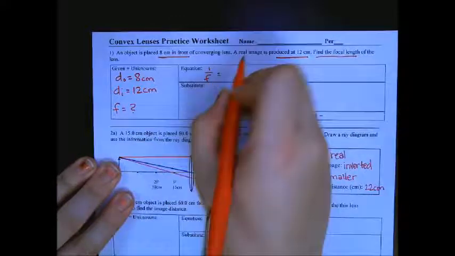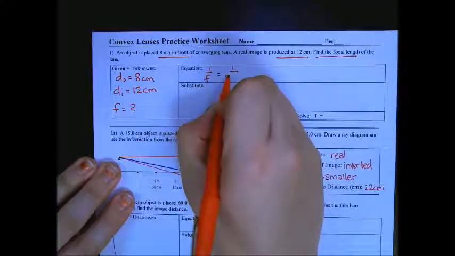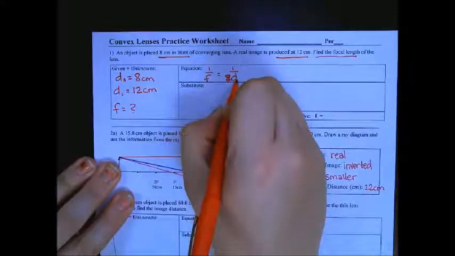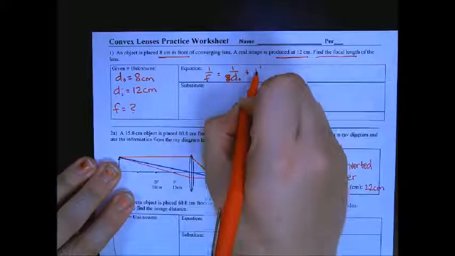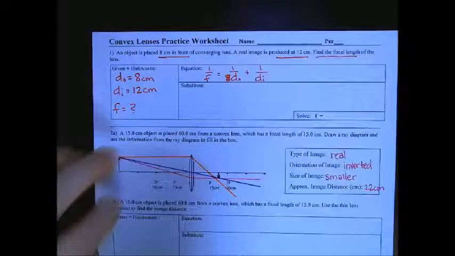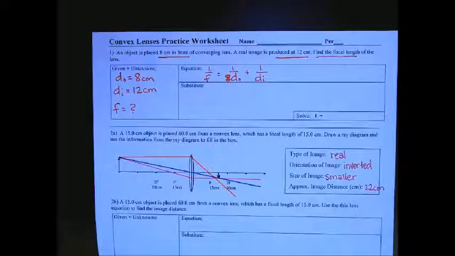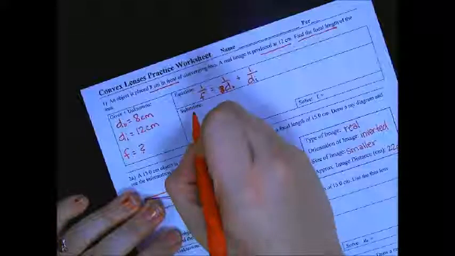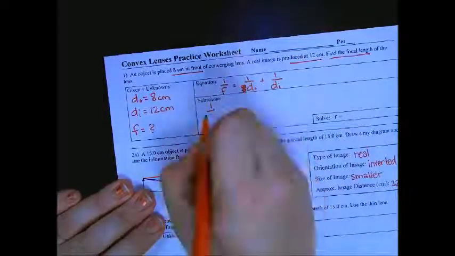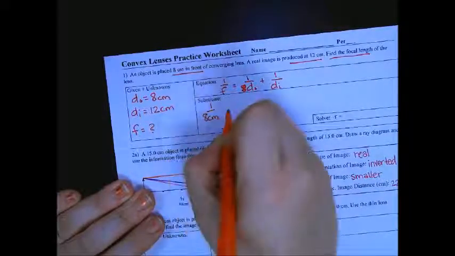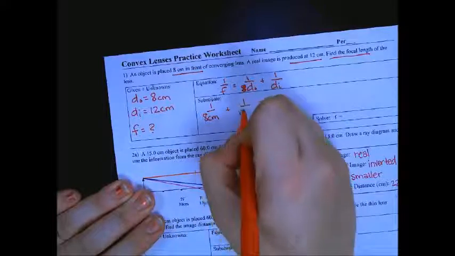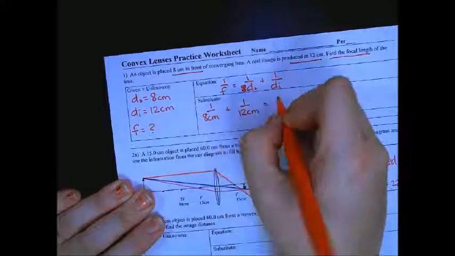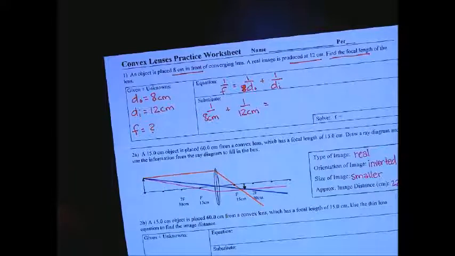The equation 1 over F is equal to 1 over distance to the object plus 1 over the distance to the image. We're going to solve for F. Actually, we'll first solve for 1 over F, and then we'll invert it to get F. So 1 over F is going to be equal to 1 over the distance to the object, that was the 8 centimeters, plus 1 over the distance to the image, 12 centimeters.